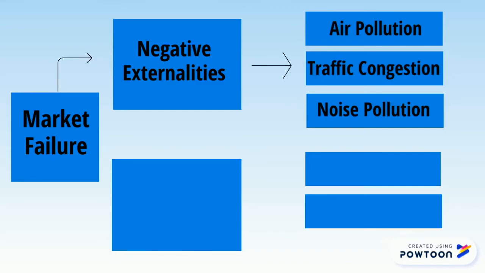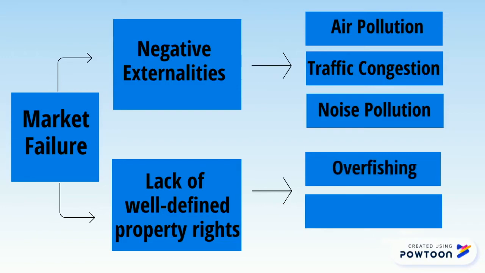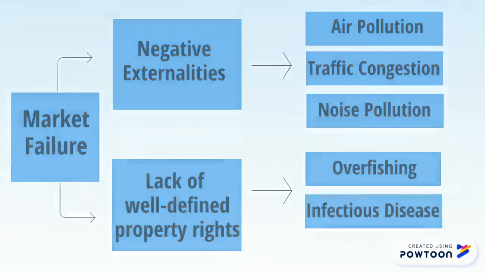The second area where market failures arise is when there is a lack of well-defined property rights. When property rights of something are not well-defined, individuals often exploit the lack of private ownership and overuse the good, which is called a public good, or over-emit a harmful substance, which is called a public bad. An example of the overuse of a public good is overfishing in rivers, and an example of an overprovided public bad is the spread of an infectious disease.